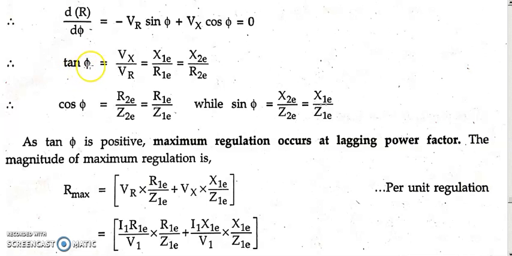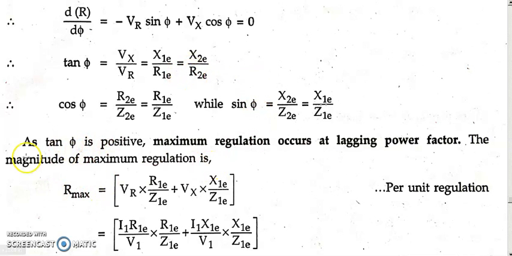So we can split this tan phi formula like sin phi by cos phi, and sin phi is what? x2e by z2e. Okay, and cos phi is R2e by z2e. So z2e gets cancelled, and what remains here is x2e by R2e. Similarly, you can do it for x1e, z1e, R1e, z1e. Again divide one by the other and you'll get the answer.